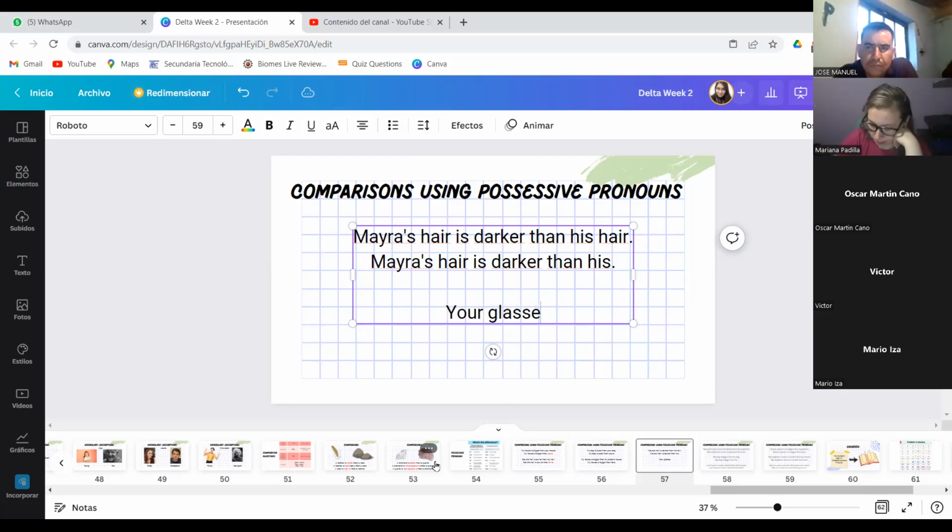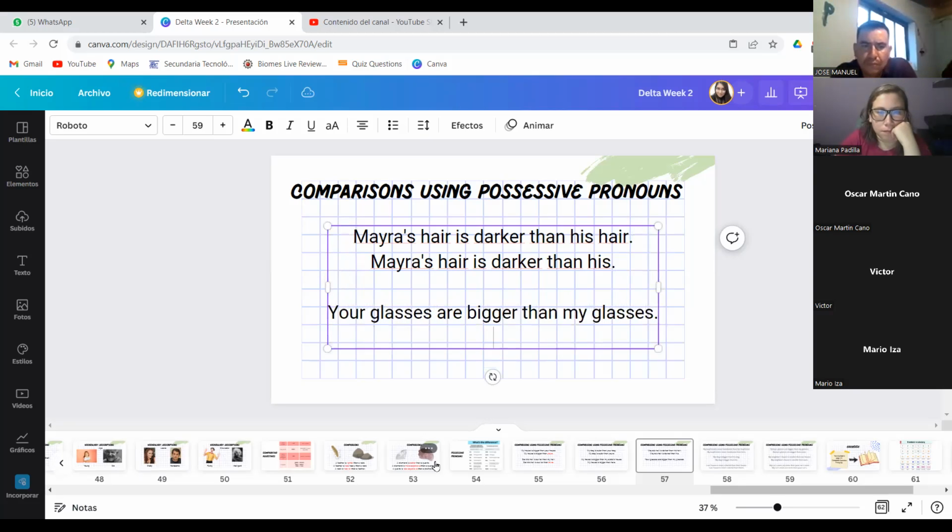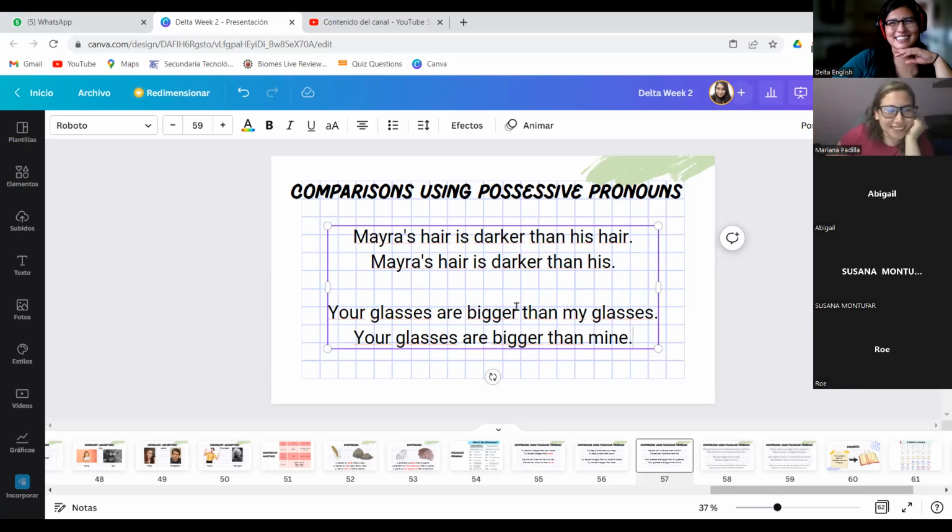Your glasses are bigger than my glasses. Mariana, your glasses are bigger than my glasses. Oh, you're on mute. Your glasses are bigger than mine. Mine, yes. Mine. There you go. That's it. Easy? ¿Está fácil? Or not so much?